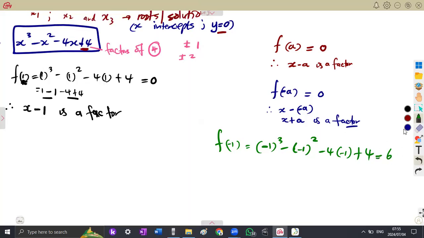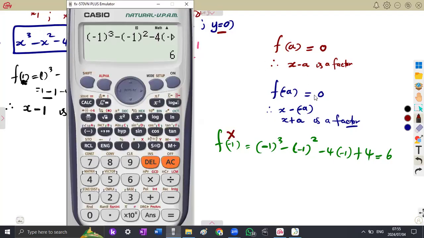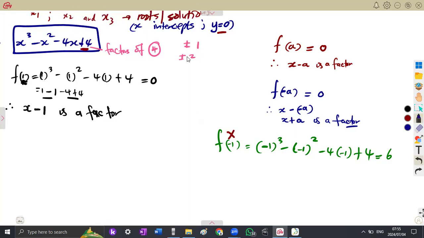We are obtaining a 6. So meaning to say, we do not have a factor. We are supposed to obtain what? A 0. So we move on to the other number. Remember, we have plus or minus 2. So let's try f of 2.